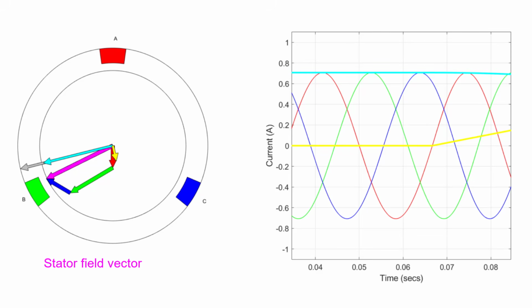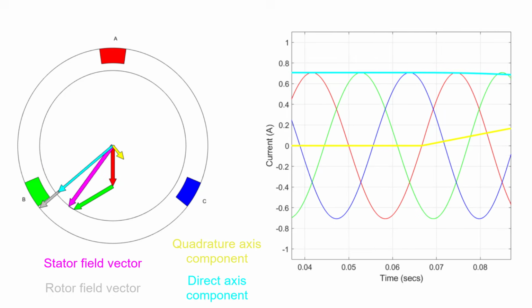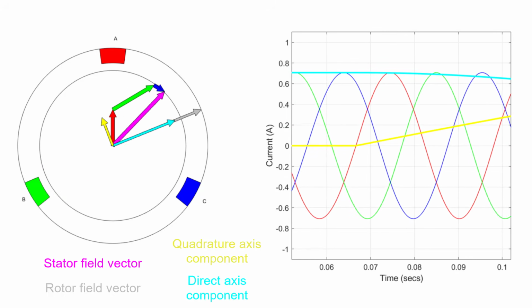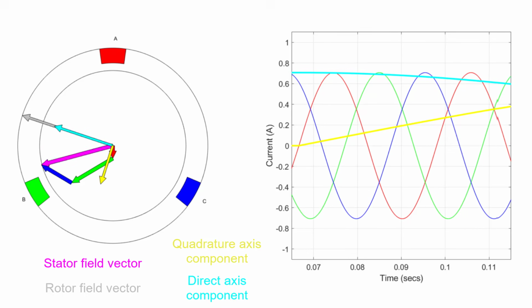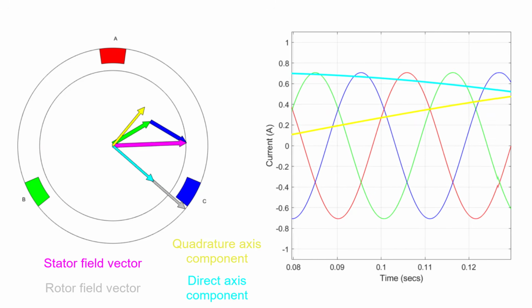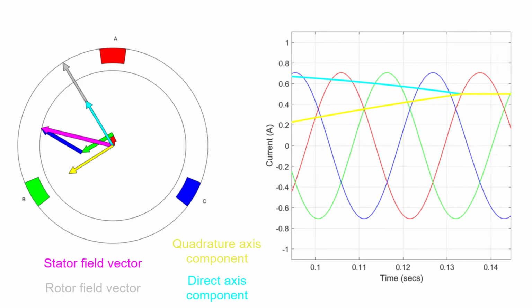As in the previous example, the gray vector is our reference, which is in the same direction as the rotor field vector. We want the stator field vector to lead the reference by 90 degrees. To make this possible, as we discussed previously, we break the stator field vector into its direct and quadrature axis components and force the direct component to be 0. When we do this, we see how the quadrature component, shown in yellow, starts to grow.